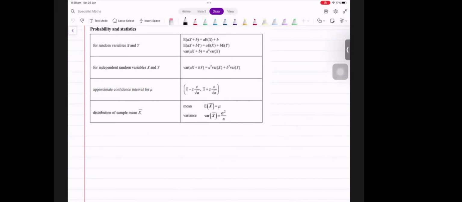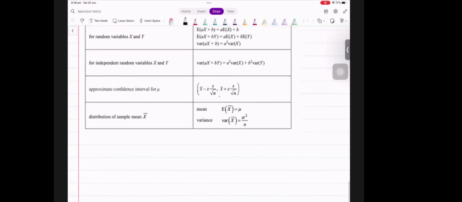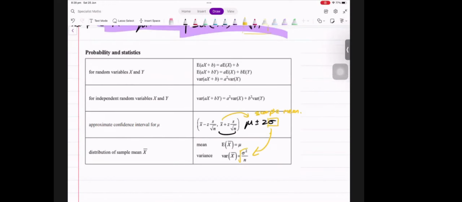But this is all the same thing. If you have a confidence interval given your mean, this is the same thing as in methods as well. It's basically the mean plus or minus z times the standard deviation. This standard deviation is just this square rooted, this is the same z value, and this is just your sample mean. That's really all there is to it. That's really all the formulas you need.